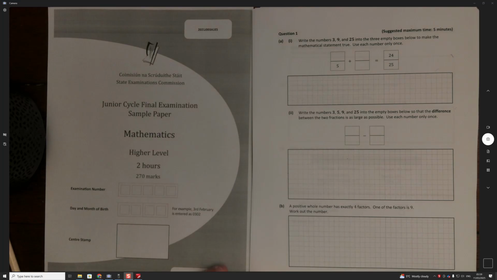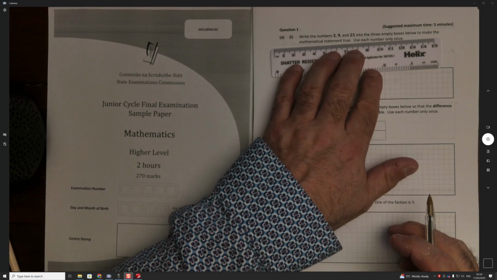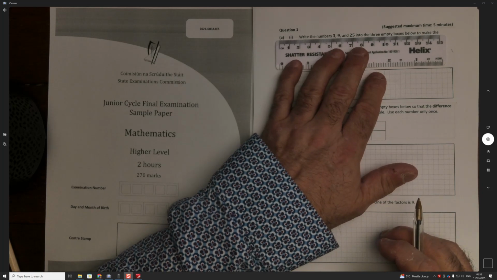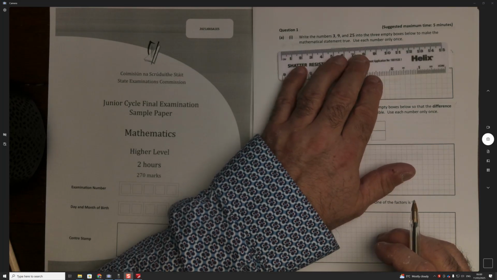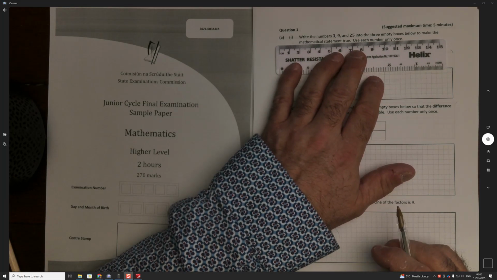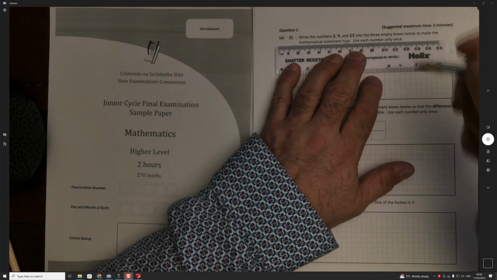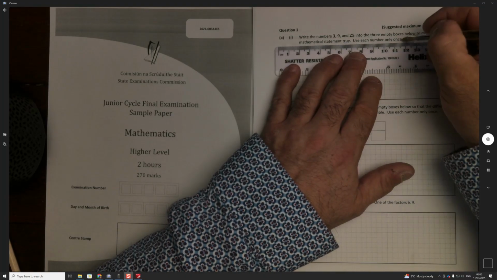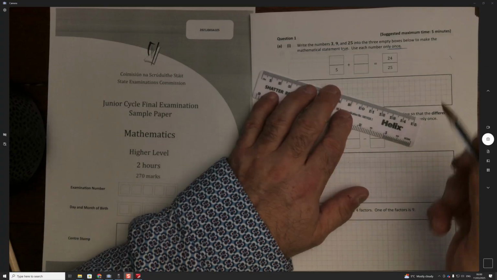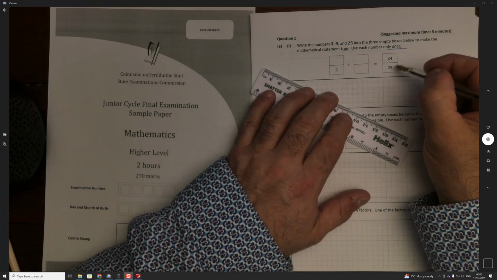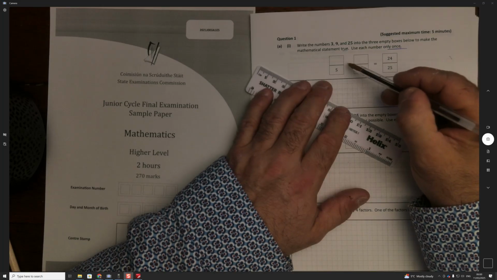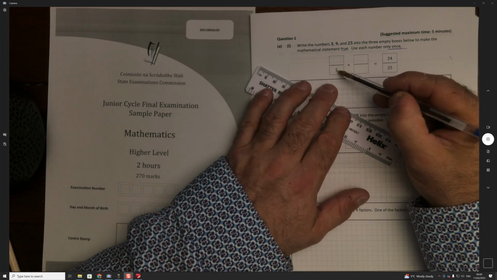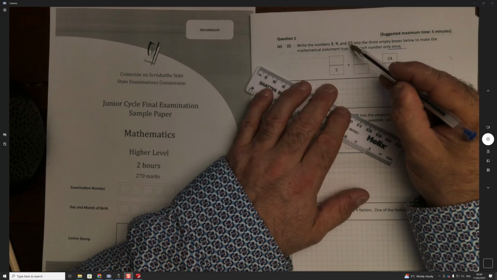Okay, so let's read the question carefully for understanding. Write the numbers 3, 9 and 25 into the 3 empty boxes below to make the mathematical statement true. Use each number only once. Great. Okay, so just looking at 24 over 25, we can see that it's just less than 1. So clearly, when we're wondering what will go with the over 5, it could not be 9 and it could not be 25.